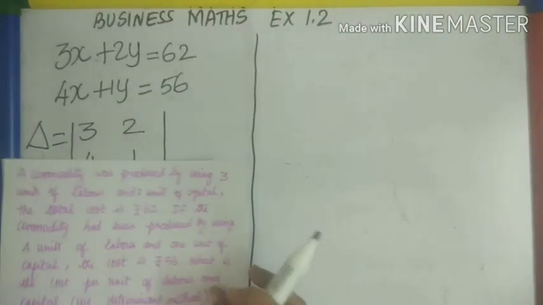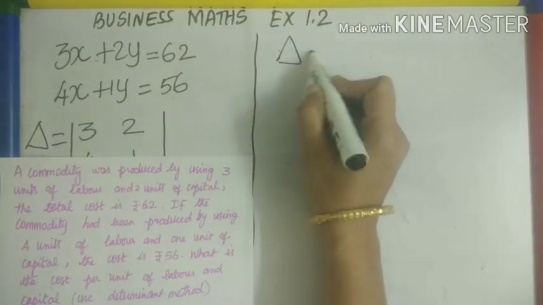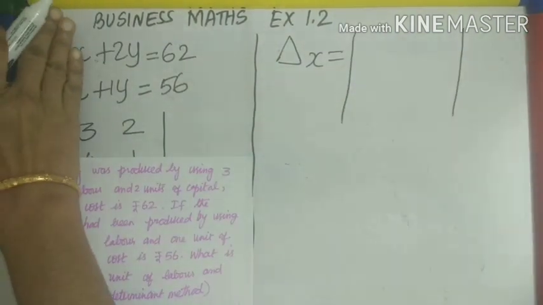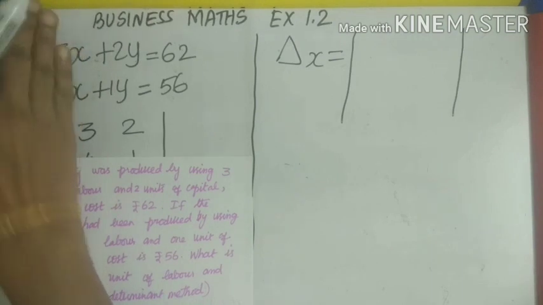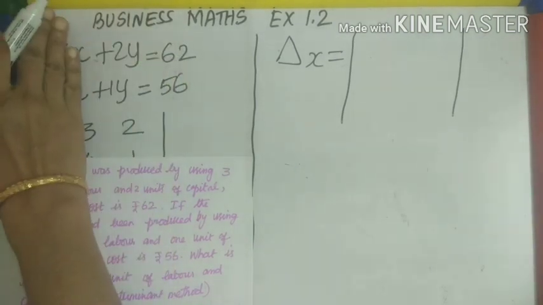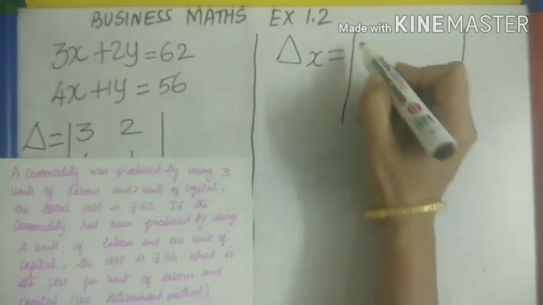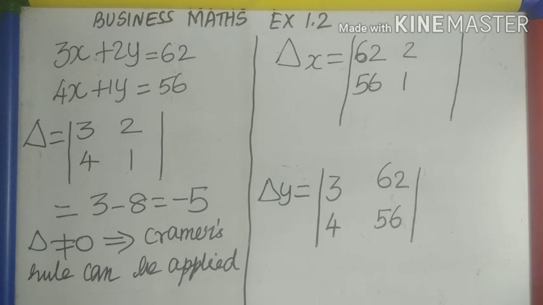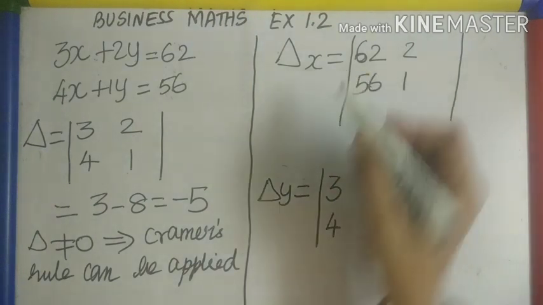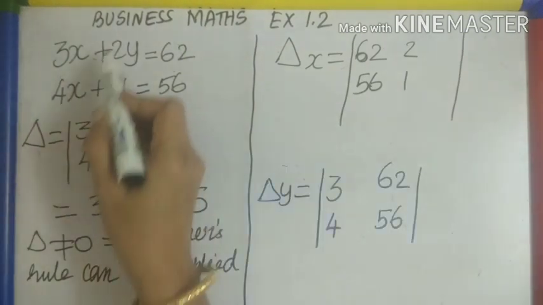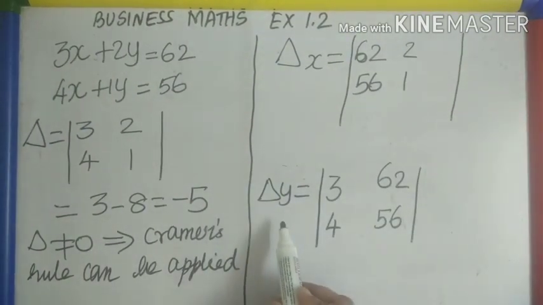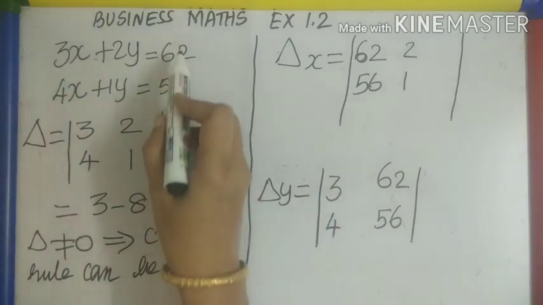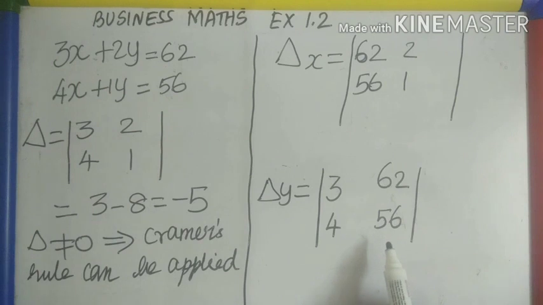Next, I want to find out del x. What is del x? First, the x coefficients should be replaced by the RHS. So, instead of x coefficients, write RHS. What is RHS? 62, 56. Del x: 62, 2, 56, 1. And for del y, write x coefficients as it is, but right hand side I will write for y coefficients.